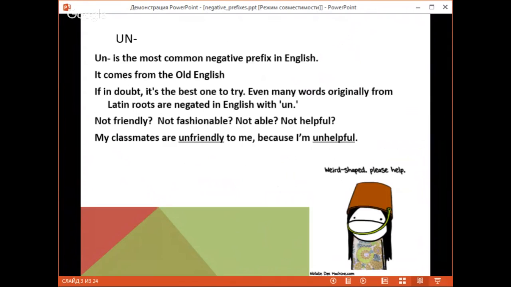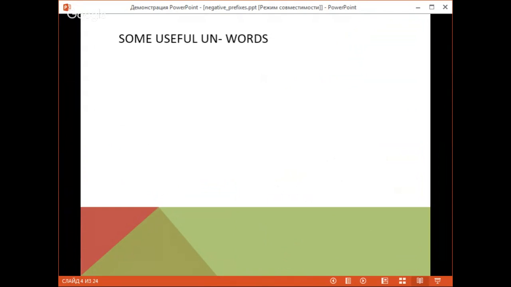Like, my classmates are unfriendly to me because I'm unhelpful. But I'm just unable to help unfashionable people, tells my little presenter here on the slide. So let's study some useful un words. Unbelievable. I think this is one of the most famous words, and you use it quite often, especially right now when there are so many sensations, so many beautiful pictures everywhere, and so many nice experiences. The same you can say about something which you cannot imagine, unimaginable.